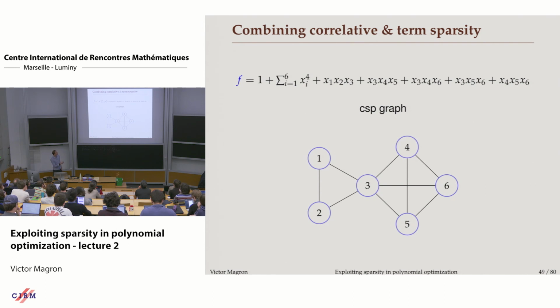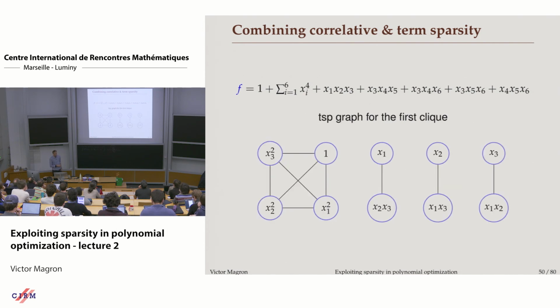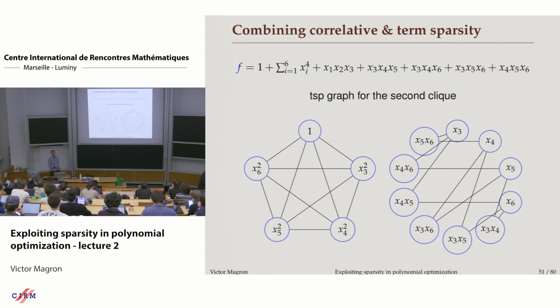And then I'm going to apply term sparsity. So first to 1, 2, 3. And so this is the graph I obtain after doing that. So nothing particular. So again, there is no connection between, I don't know, 1 and x1 because x1 is not there. And then you do the same for the second clique. So you get this graph. Good.